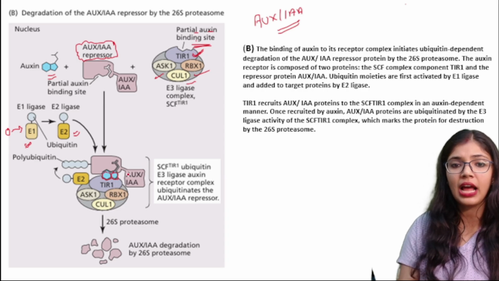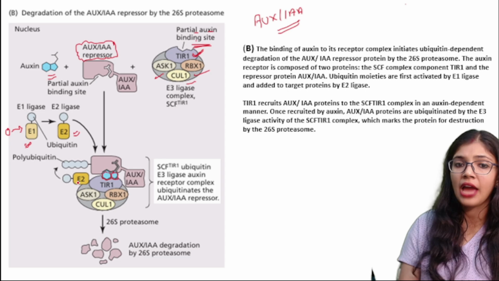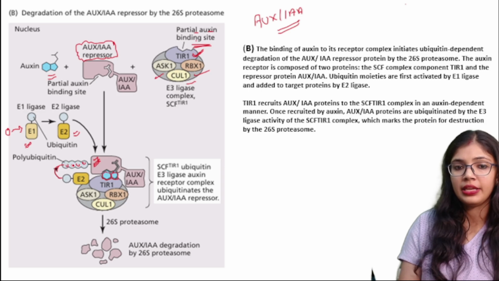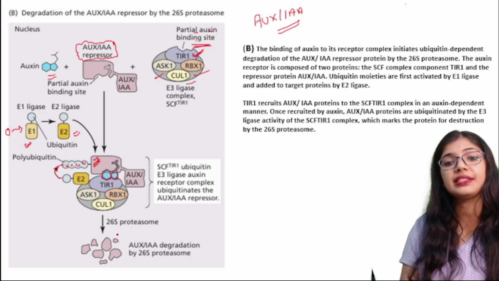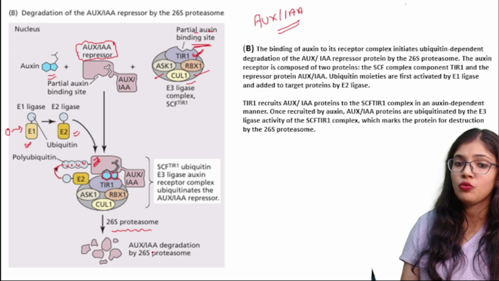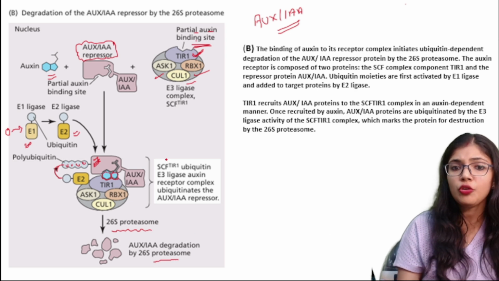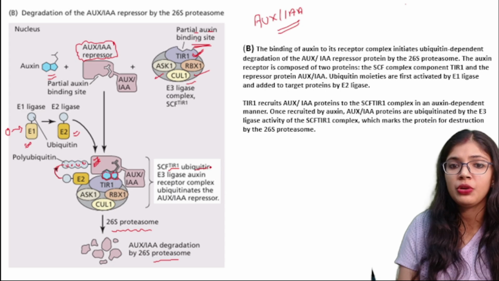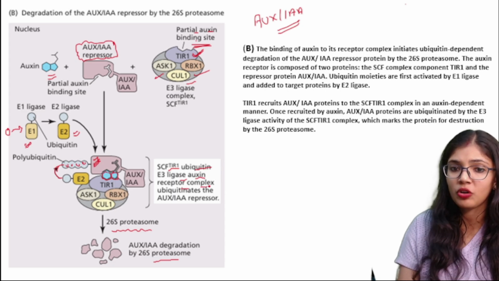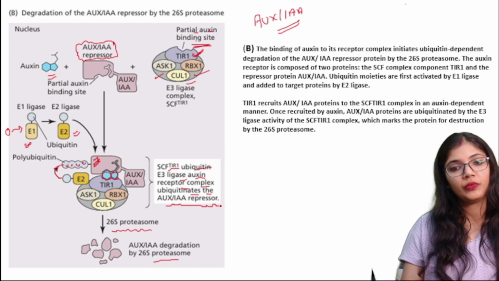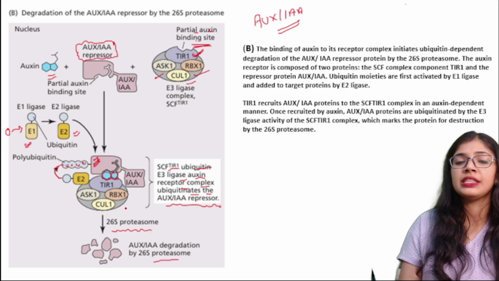Okay, here you can see that after its binding, this E2, which was having the ubiquitin in it, is targeting this complex or this AUXIAA repressor. So multiple ubiquitin has been provided here. Now it is ready for the 26S proteasome, by which the AUXIAA is being degraded. Here you can see the SCF-TIR ubiquitin E3 ligase auxin receptor complex ubiquitinates the AUXIAA repressor. Okay, so in this way the repressor is being degraded.